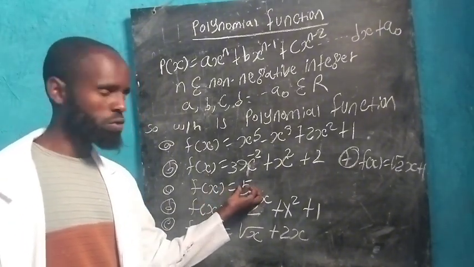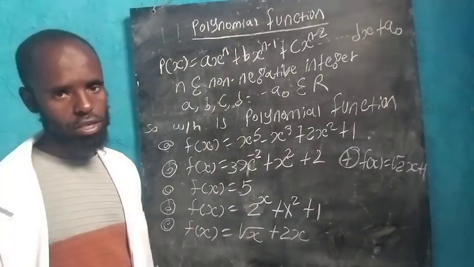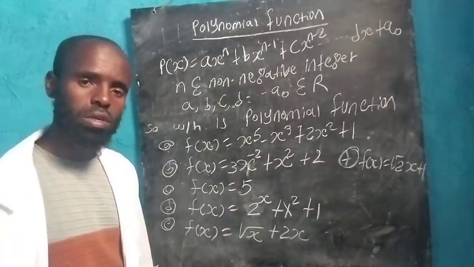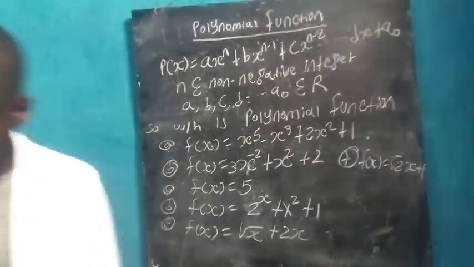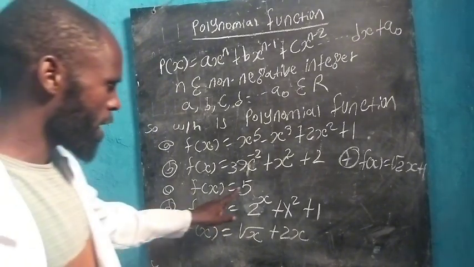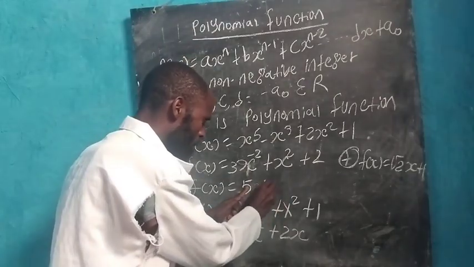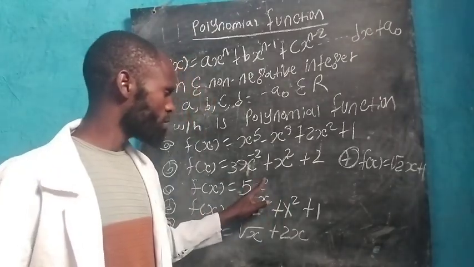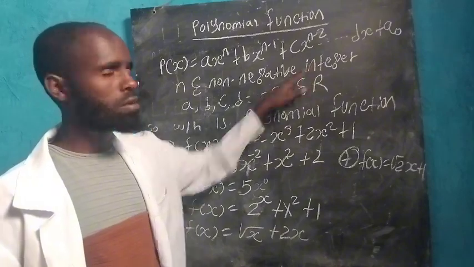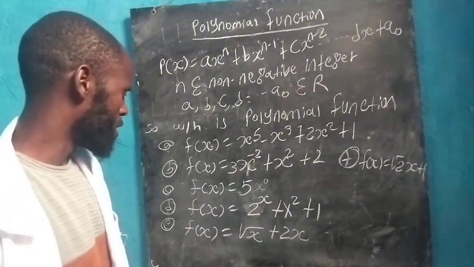f of x, which is equal to 5. A constant function can be a polynomial function. Because f of x, which is equal to 5, means 5 times x to the power of 0. 0 is a non-negative integer. So f of x, which is equal to 5, can be a polynomial function.